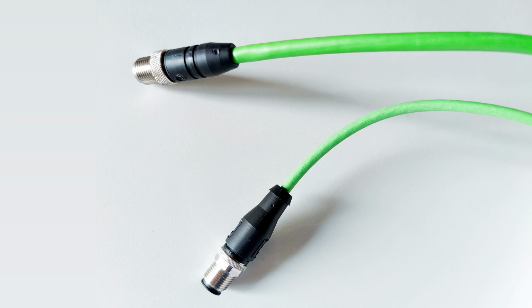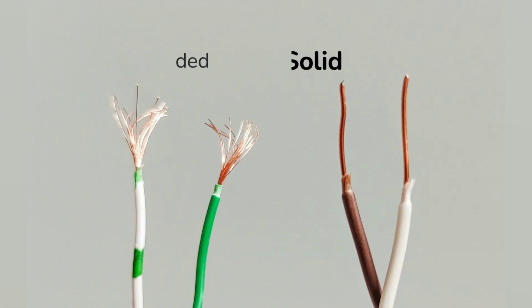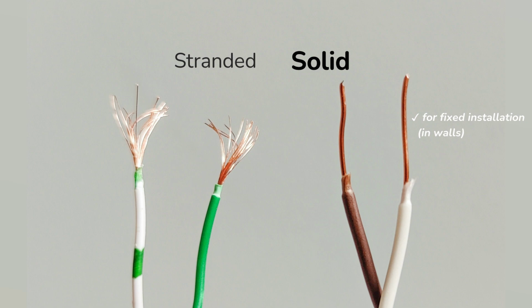There are also different types of cables. Some offer additional strength to deal with mechanical stress, like moving applications or drag chains. There is also the flexibility and bending radius to consider. Some cables have stranded wires, while others have wires with a solid core. The latter are for fixed installation, like in walls.